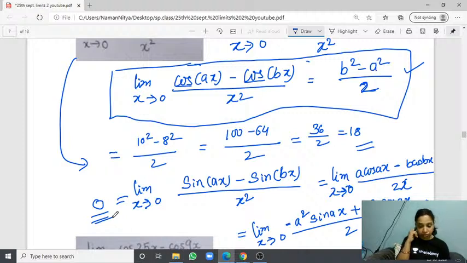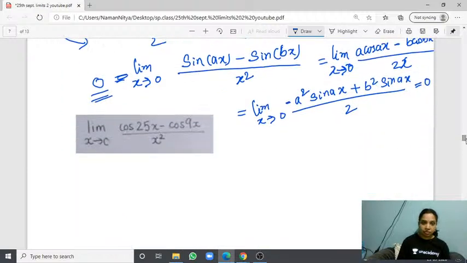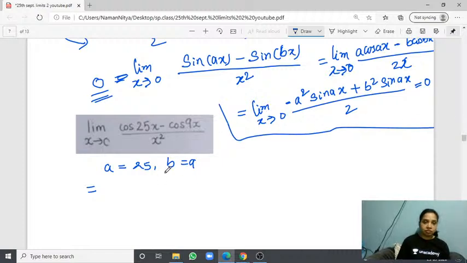Okay. I hope you are getting what I mean to say. If it is cos function, then it will be (b square minus a square) by 2. If it is sine function, then the answer will be simply 0. No need to calculate. Okay, just try this also. Here what is a? a is 25, b is 9. So what will be the answer for this particular question?